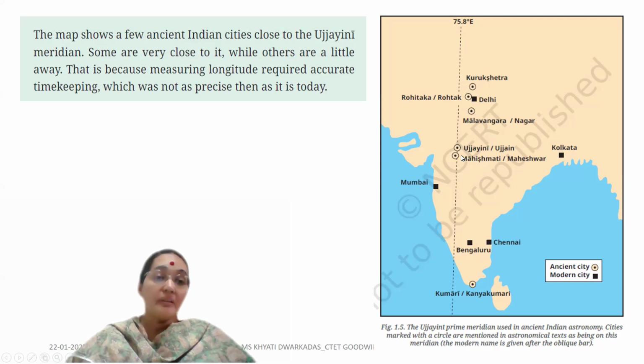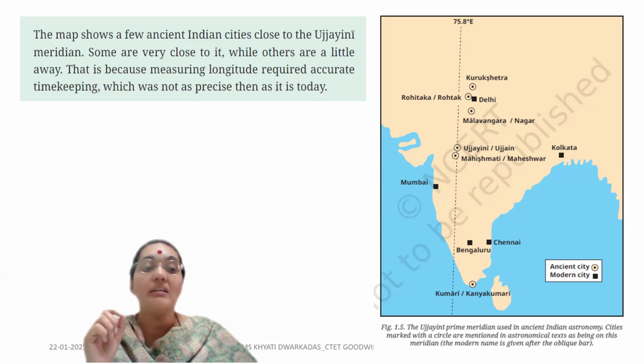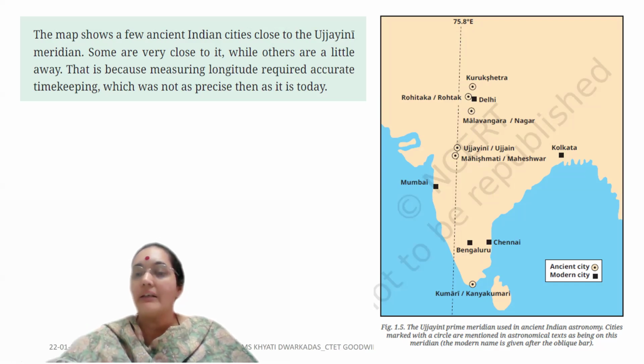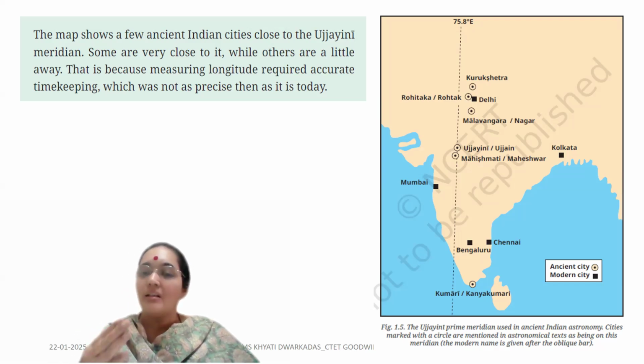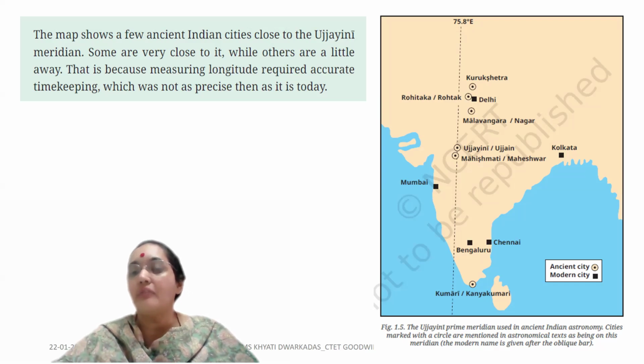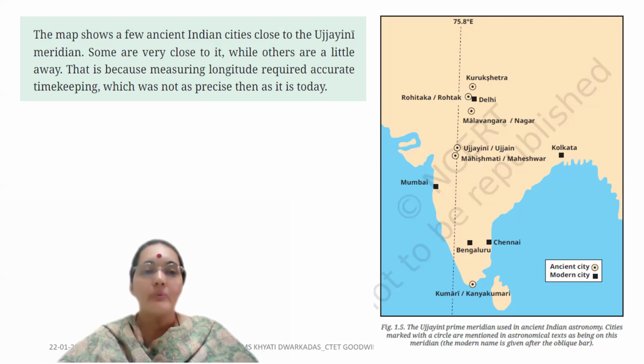But this was done away with because it required accuracy in timekeeping. And in those days, it was not as accurate as it is today. Hence, this meridian of Ujjaini was done away with. And today we have our own Indian Standard Time meridian, which is at 82.5 degrees east. 82 degrees, 30 minutes east.